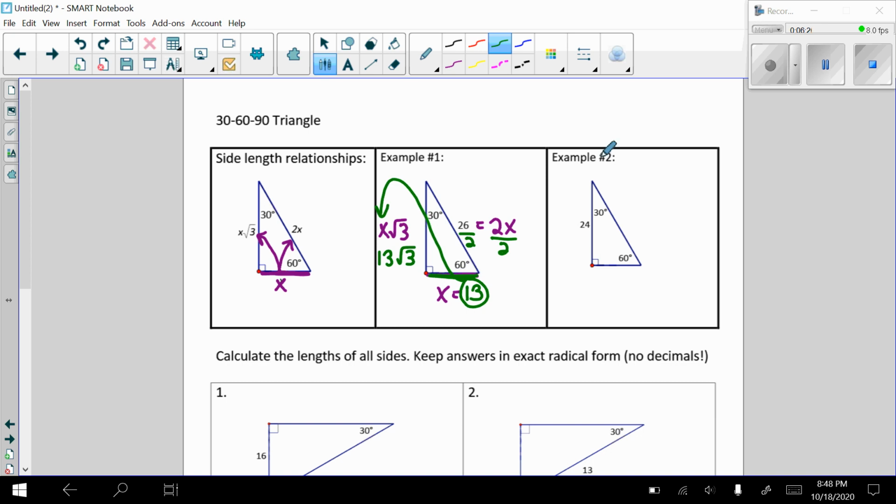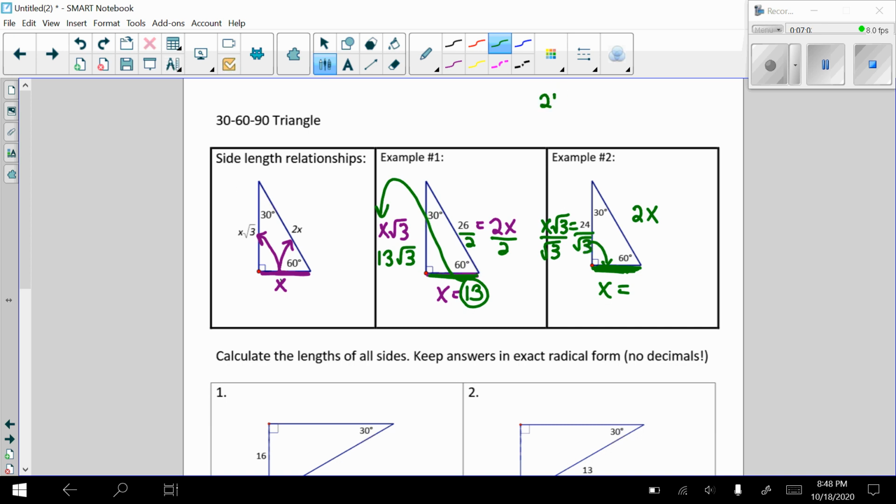So example number 2. Again, these are all facing the same way, so it's kind of easy to pick out where the short side is, but the short side will always be opposite the 30-degree angle. The hypotenuse will always be opposite the right angle. And opposite the 60-degree angle is the side represented as x root 3. So in order to solve for x, in order to get the length of this short side, we must divide by root 3. And we would have 24 over root 3.